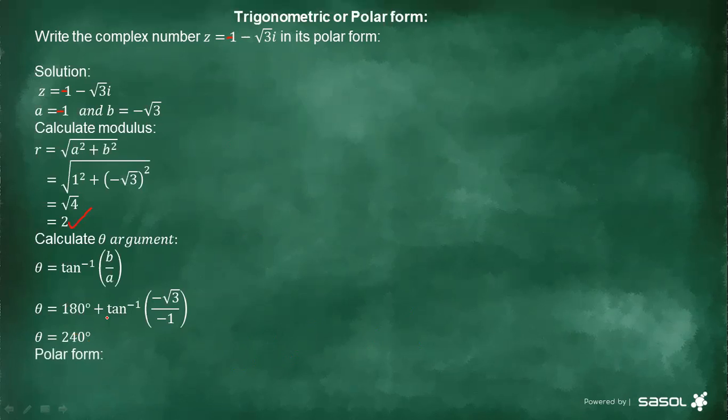Then you write the standard form of a polar form. Then you just substitute the values. Then this is what you have. Then you will get the full marks.